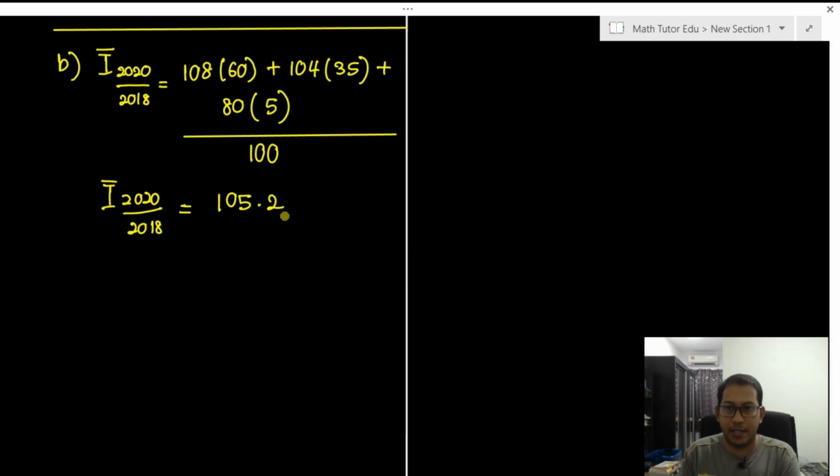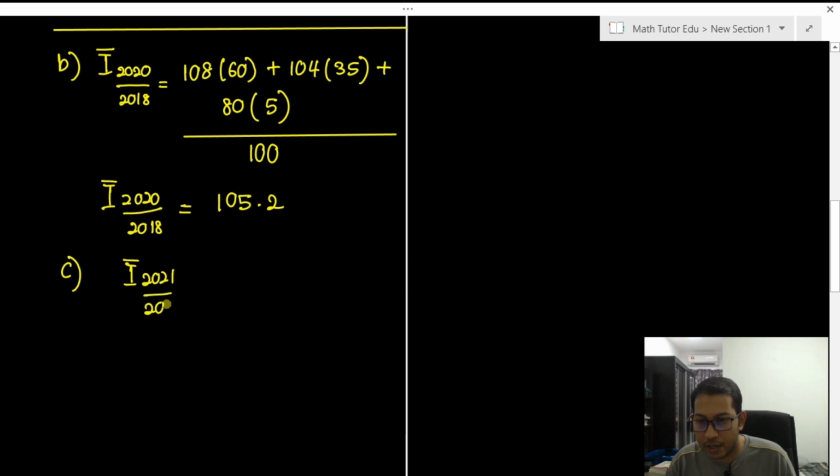We are done with our discussion of part B. Let us move on to part C, where we are required to find the cost of making a packet of food in the year 2018. Take a look at question C again. They mentioned that the cost of making a packet of food increased by 40% from the year 2020 to the year 2021. So we can conclude that the composite price index for the year 2021 based on the year 2020 is equal to 140.